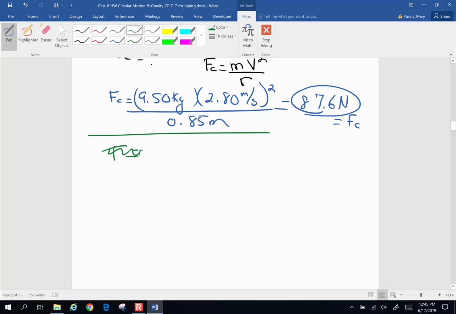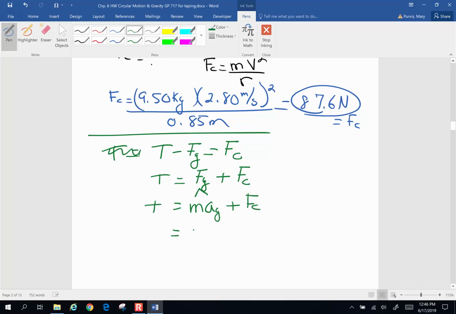Let me make sure I get this right. The tension minus the force of gravity is going to equal that centripetal force. So the tension is going to be equivalent to the force of gravity plus the centripetal force. The force of gravity is mass times acceleration of gravity, plus the centripetal force.